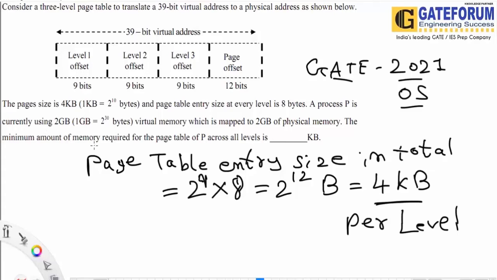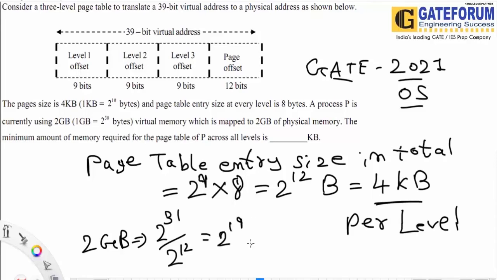If it is using 2 GB of memory, which is mapped to 2 GB of physical memory, so virtual memory and physical memory are both mapped. And we know that the page size is basically 4 KB. So if 1 GB is 2 raised to 30, 2 GB would be 2 raised to 31. If we divide by the page size, we find that in total we require 2 raised to 19 pages. So this is the concept here.